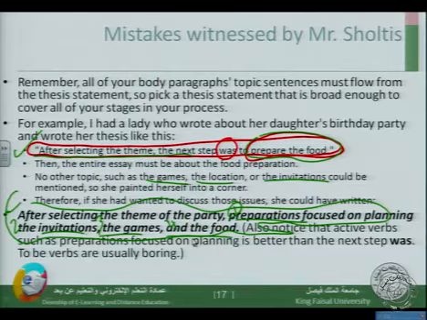So also notice that the active verbs such as preparations, focus and planning are better. Again, it's very important to remember this. You need to use active verbs.